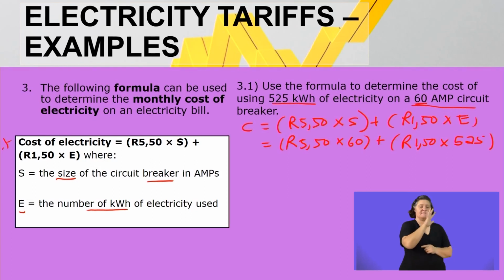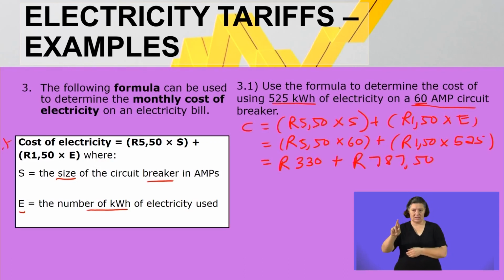First of all, I'm going to say 5.50 multiplied by 60. If I simplify this part, it will give me 330 rand. I'm going to simplify the second part now as well by saying 1.50 multiplied by 525. So that gives us a total of 787 rand and 50 cents. And now I'm going to add the two amounts together. So all in all, you'll have to pay 1,117 rand and 50 cents. Guys, I hope that is clear. Let's look at another example.